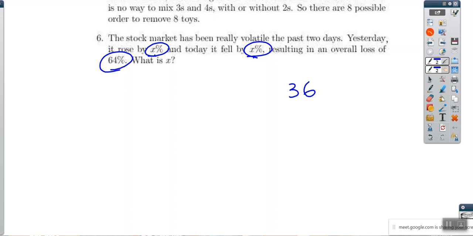36. So we know that at the end of the day, we are going to have 36 out of 100, right? Say yes. Okay, good. All right. So then on the first day, it goes up X%, right? So that's going to be, so if we're at 100, we're going to multiply it by 1.x. I'm getting a little confused. Hold on a second.